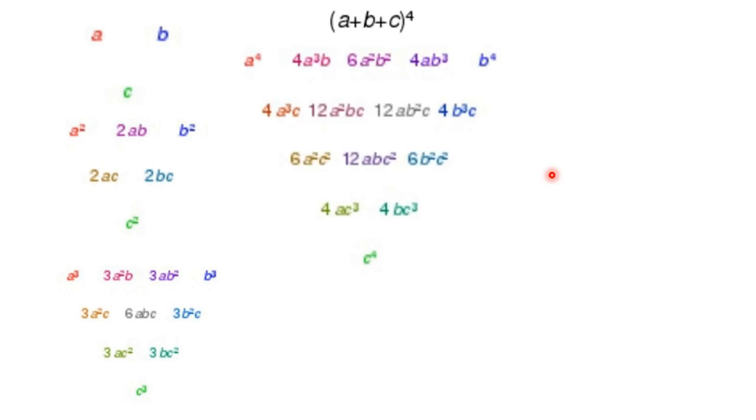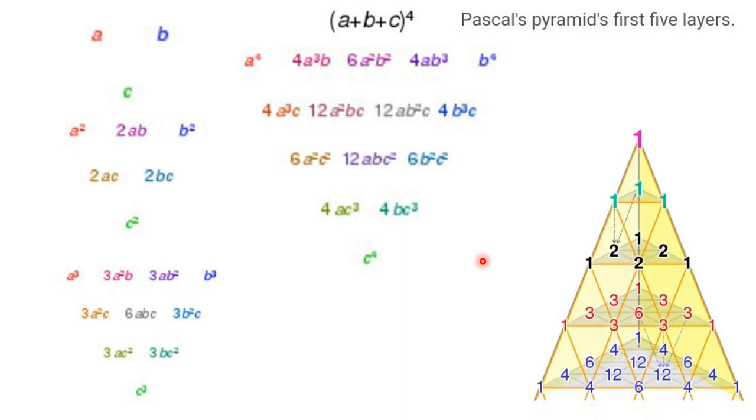Let us get one more example to make it more clear. (a plus b plus c) whole to the power 4. In the same way, if you get the expansion coefficient values and arrange them in this triangular form, you will see that this is the triangle. So we are getting bigger and bigger triangles at different n values, right? If you join them together, if you try to draw a good picture, it would look like a pyramid. And the first 5 layers of that pyramid would look like this.